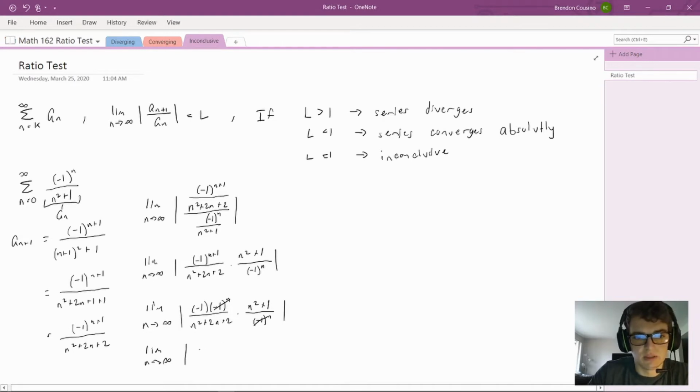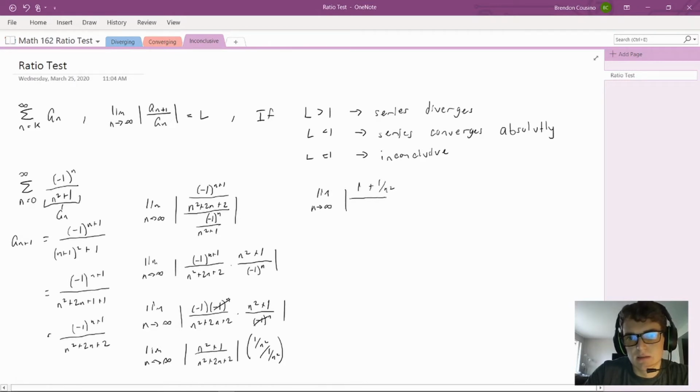So we're just going to end up with the limit of n squared plus 1 divided by n squared plus 2n plus 2. And we can do this limit. We're going to multiply both the top and bottom by 1 over n squared. Let's see what we're left with. This is going to be the limit as n approaches infinity of 1 plus 1 over n squared, divided by 1 plus 2 over n plus 2 over n squared.